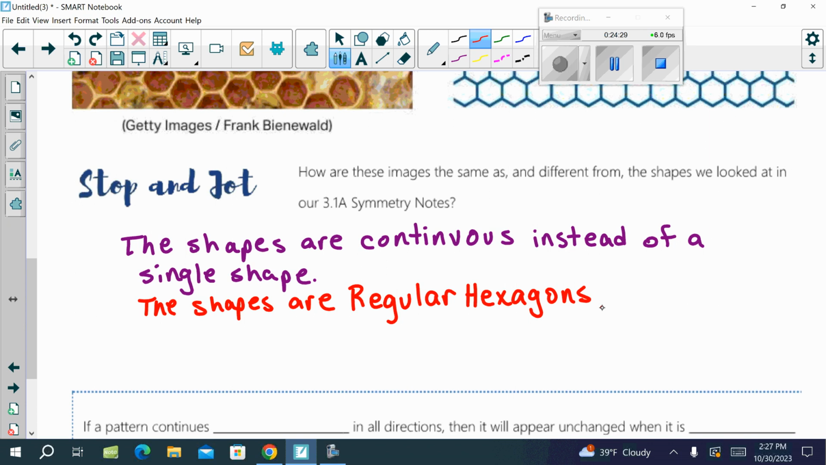So, what was the whole first section about? Symmetry. Does it by chance have any? Is there any similarity there? They're both rotational and line. Yeah, you've got rotational and line symmetry still.